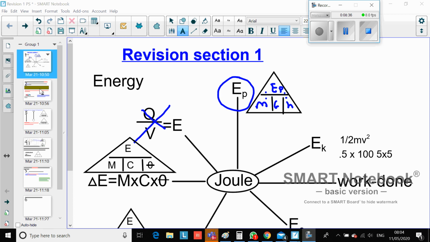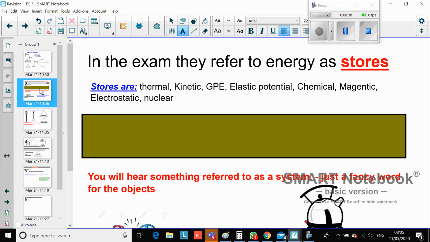Okay, so the next thing, in the exam, they refer to energy as stores. Now, these are some of the types or stores of energy that you'll be familiar with. So thermal basically means kinetic, heat. Kinetic, that's movement energy. Gravitational potential energy. If you lift something up, it's got the potential to fall. Okay, so that is gravitational potential energy if it's just held there.